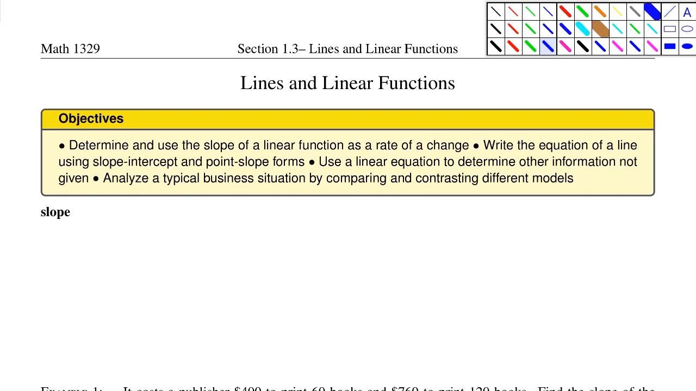In section 1.3, we'll be looking at lines and linear functions. We'll be looking at slope, and in particular, we'll look at slope as a rate of change of a function. We'll write the equation of a line in slope-intercept and point-slope forms, and then we'll use linear equations to determine other information that's related to the business applications that we've already studied.